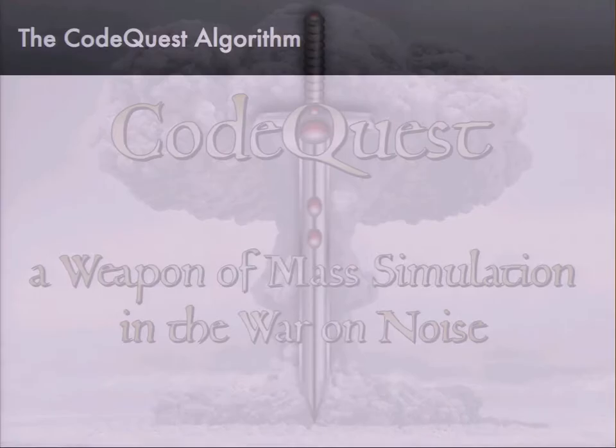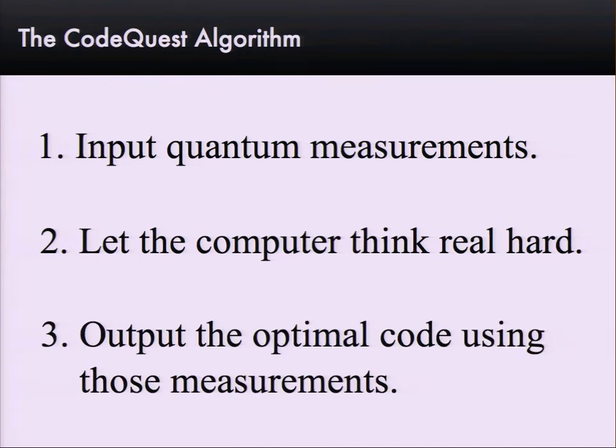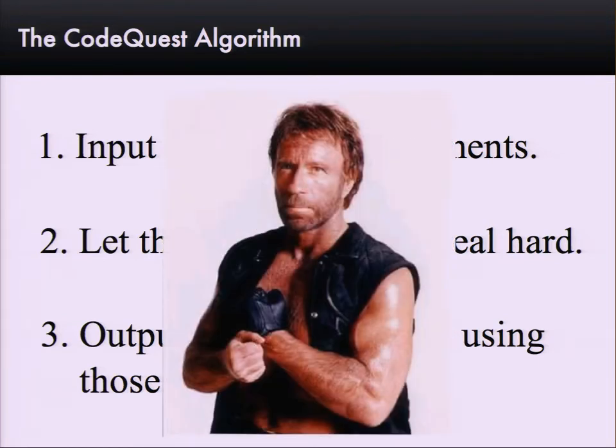And the CodeQuest algorithm looks more like this. Step 1, input a choice of quantum measurements into your system. Step 2, let the computer think really hard about it. And then step 3, output the optimal code using those measurements. Now, unfortunately, in this restricted time, I don't have the ability to explain to you exactly what I mean by optimal, only that it's a very strong condition. It took me a year to prove that it was correct. And let's just say that it's so strong that anyone who attempts to find a better code will always fail, except for Chuck Norris, who will always succeed.